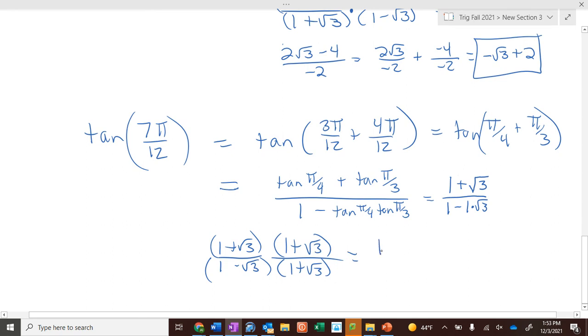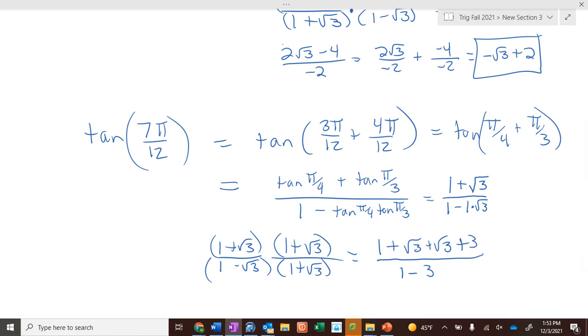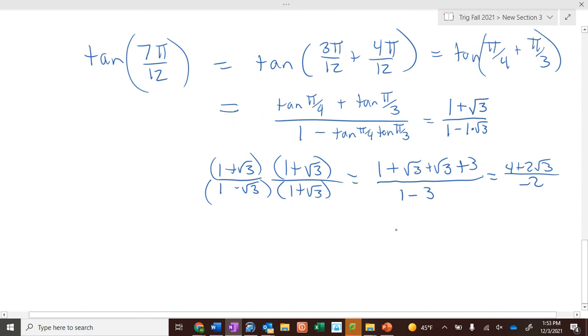So you get 1 plus the outer is square root of 3, the inner is square root of 3, the last is 3 over 1 minus 3. Because first times first is 1. Outers and inners cancel because they're conjugates. Last times last is negative 3. So you get 4 plus 2 square root of 3 over negative 2. If you divide them each by negative 2, it's negative 2 minus square root of 3.